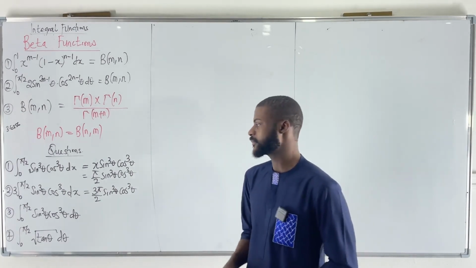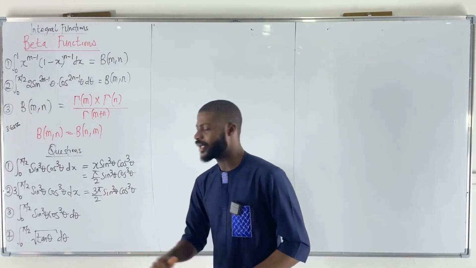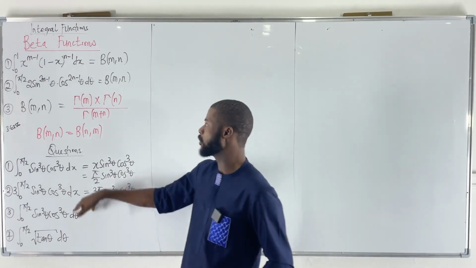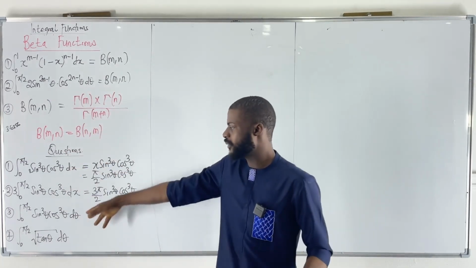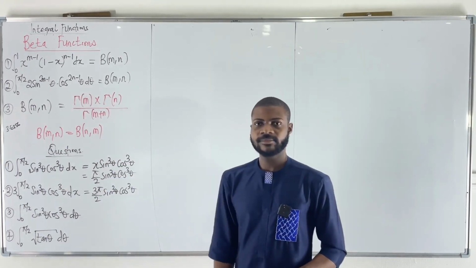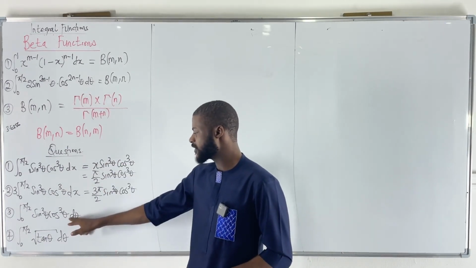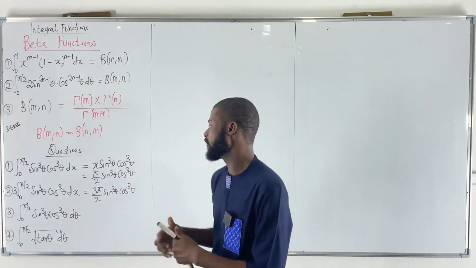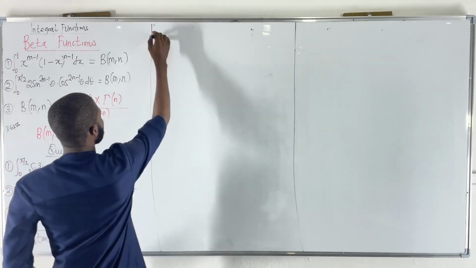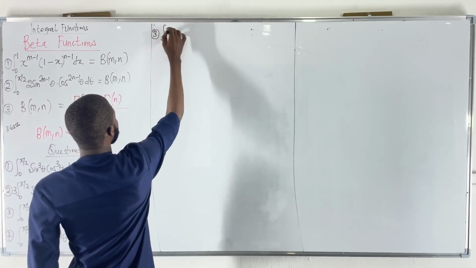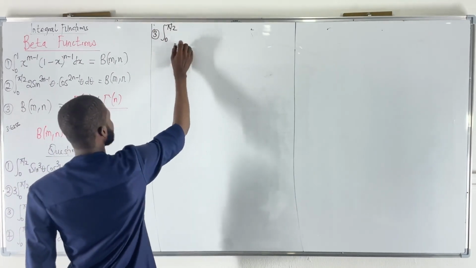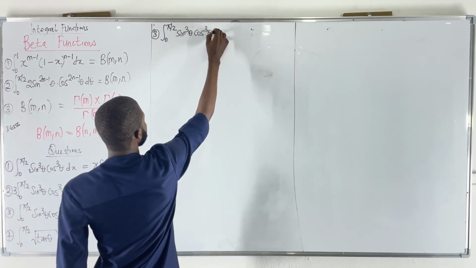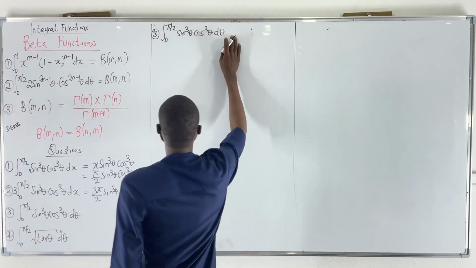So it's actually easy. But when it's question number 3, that is where we start talking about how to make it look like this one. Because now this is with respect to theta. So let us solve this one. That is what we have to solve: the integral from 0 to pi over 2 of sine cubed theta cos cubed theta d theta.